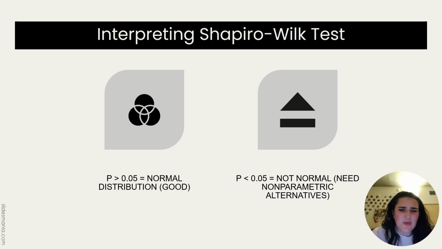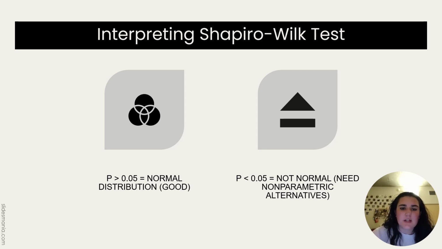So, how do we even interpret the Shapiro-Wilk test output? It's pretty straightforward once you know what to look for. A p-value greater than 0.05 will fail to reject normality, which is good. We can assume the data is normal. However, a p-value less than 0.05 would reject normality. Data may not be normally distributed.